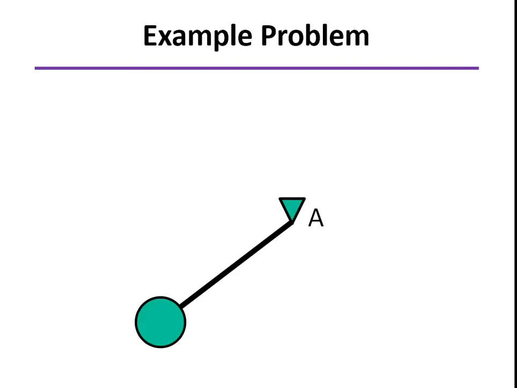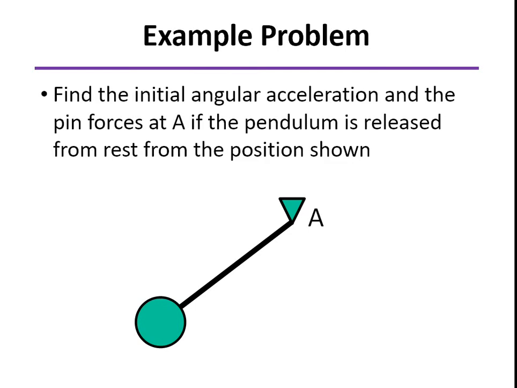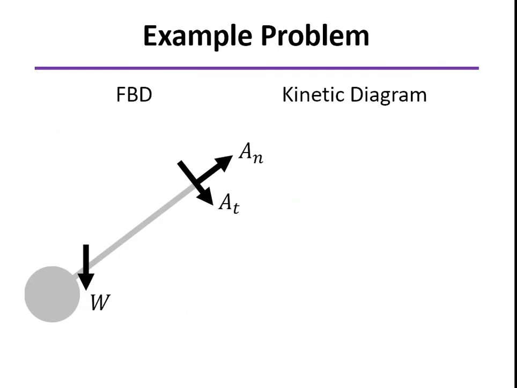Now here's a problem that's a little bit more involved. It involves a pendulum. And it asks us to find the angular acceleration and the pin forces there at A if we release the pendulum from rest in a position as shown here. So for this, let's show both a free body diagram and a kinetic diagram. A free body diagram would show all of the forces acting on the pendulum, which would just be the weight and the pin forces. Now in this case, I've chosen to use normal and tangential components because we know the center of mass is going to create a circular path around the fixed axis at A.